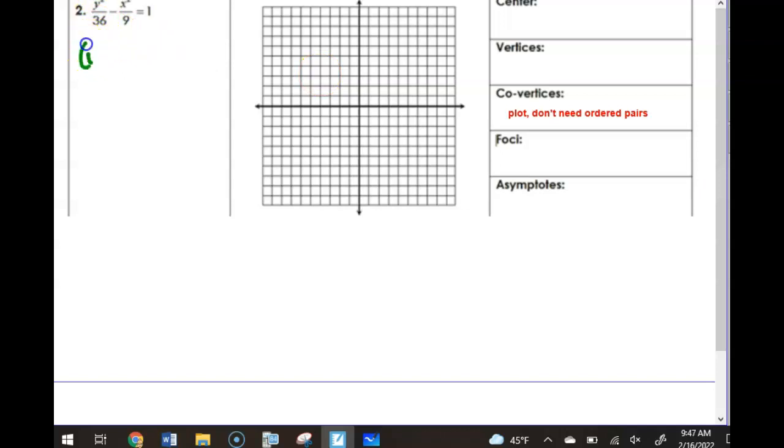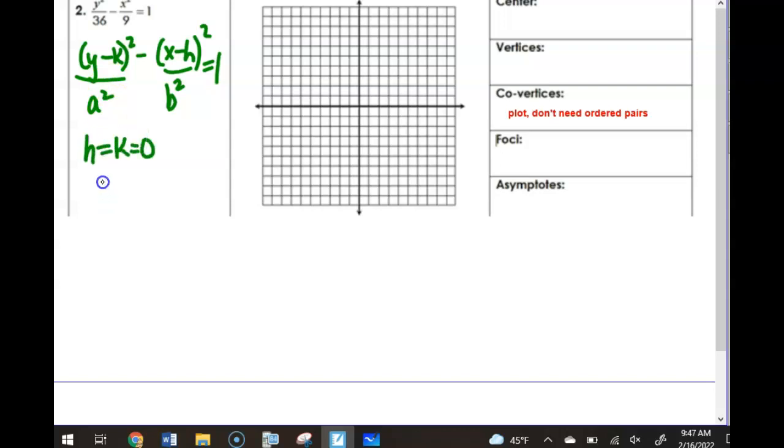This one, though, starts with the y, so it would be y minus k squared minus x minus h squared equals 1, and the a squared and the b squared are always in that order for a hyperbola. All right, so h and k are 0 again. What's a this time, guys? A squared is 36, so a is 6, and b squared is 9, so b is 3.